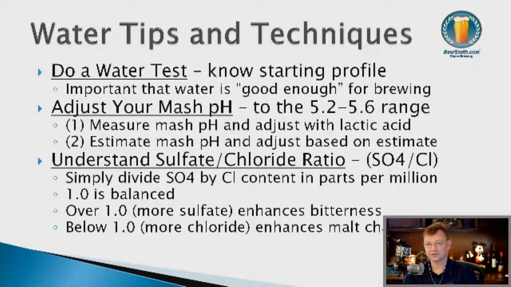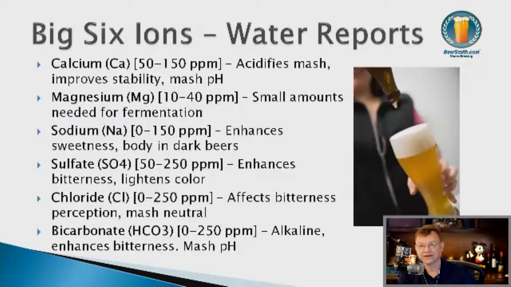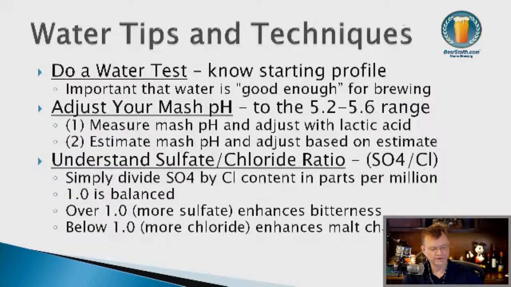And then the last point I want to talk about is the sulfate to chloride ratio. On the next slide, these are the big 6 water ions. 2 of those are sulfate and chloride. You'll get those from your water report. Basically you take those 2 and divide them, typically in parts per million, and you get a ratio. If it's 1, it's balanced, which means you have roughly the same amount of sulfate and chloride.